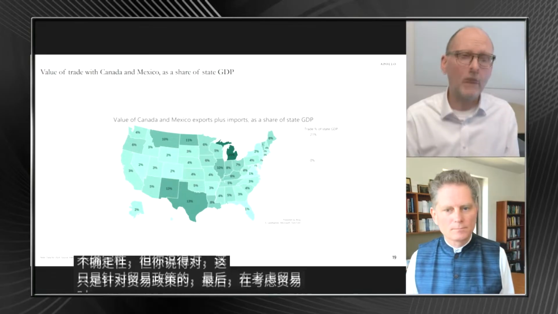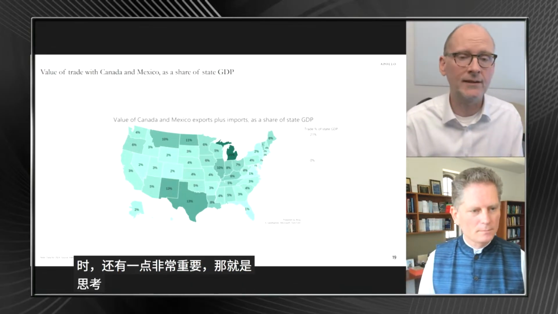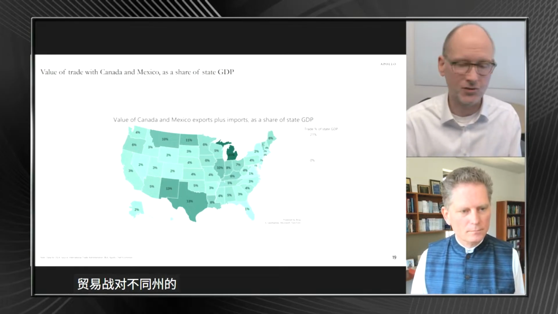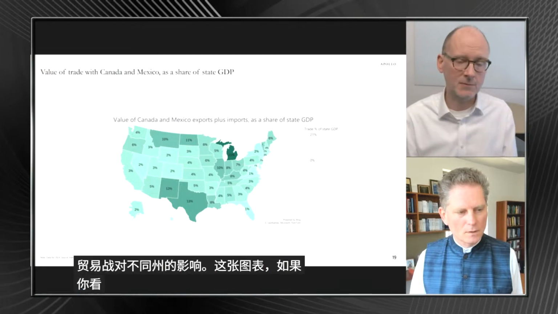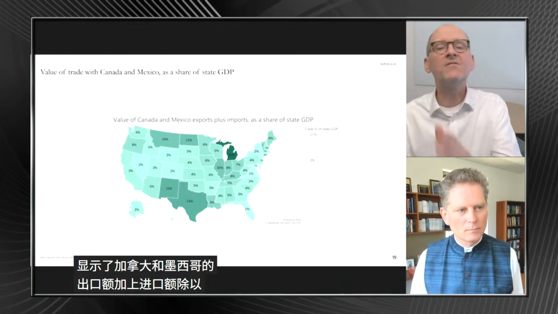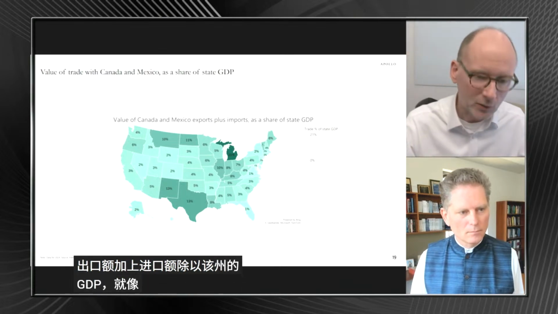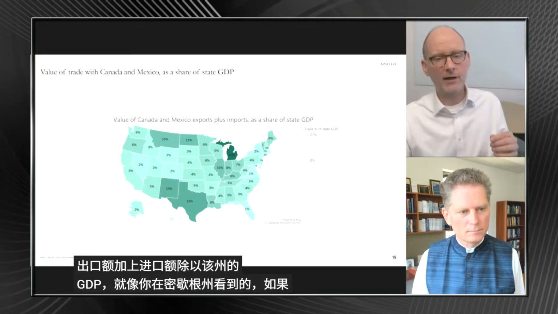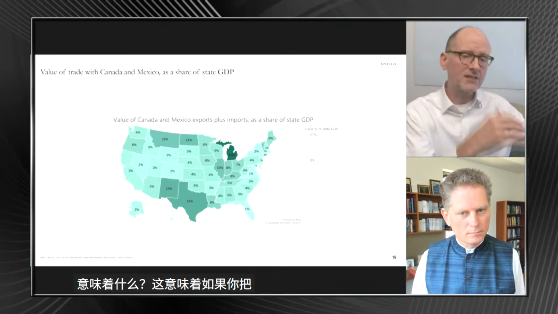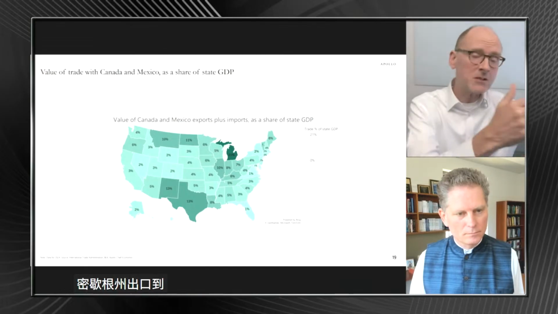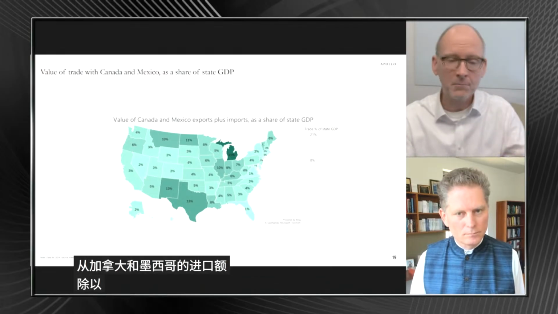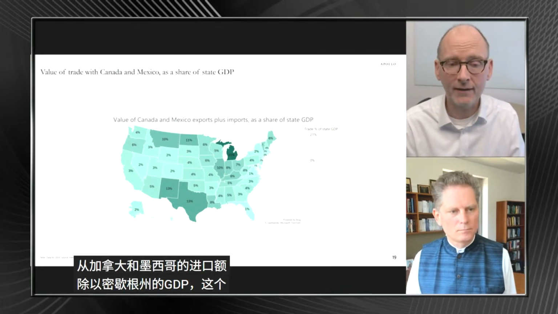And finally, one other very important thing when it comes to thinking about trade is the impact of a trade war on different states. This chart here, if you look at the text below the title, shows you the value of Canada and Mexico exports plus imports, divided by state GDP. So if you look at Michigan, the number is 21. What does that mean? That means that if you take the total value of what Michigan exports to Canada and Mexico and imports from Canada and Mexico, divided by Michigan's GDP, it is very high at 21%.